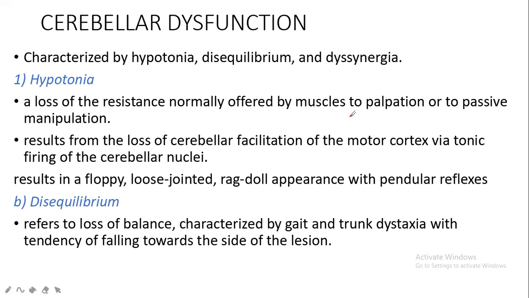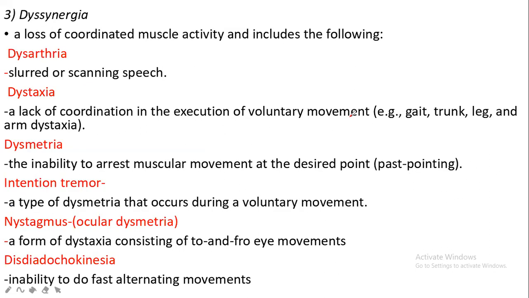The other one is disequilibrium. This is now basically loss of balance, characterized by a gait, right, and trunk ataxia. So it is an ataxic gait that you actually see there. And the patient has a tendency of falling towards the side of the lesion. So we have affected the vestibulocerebellar system.